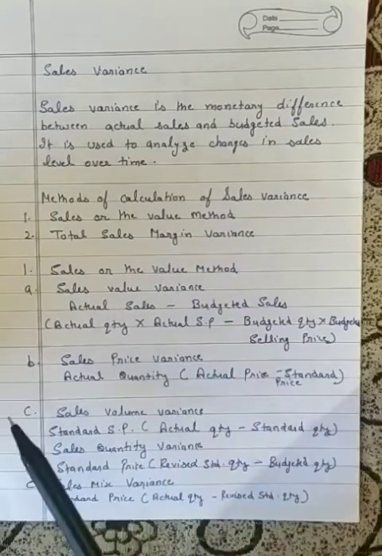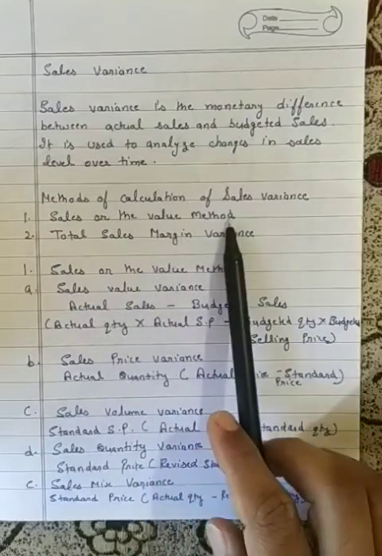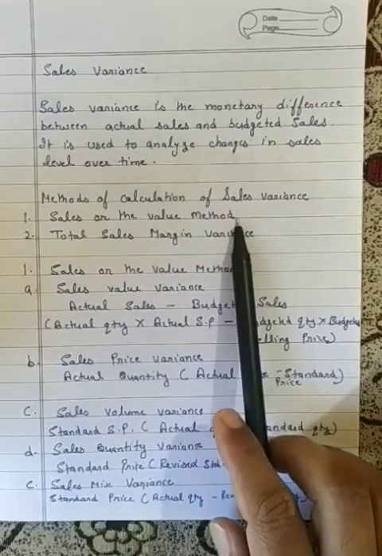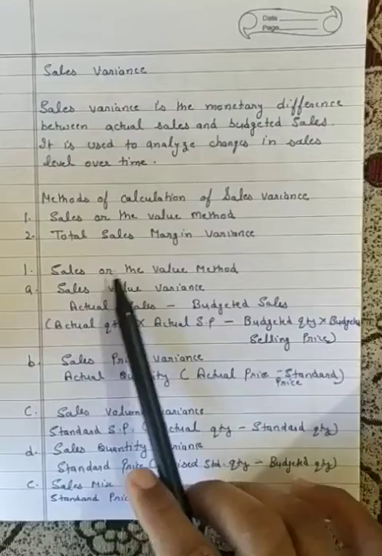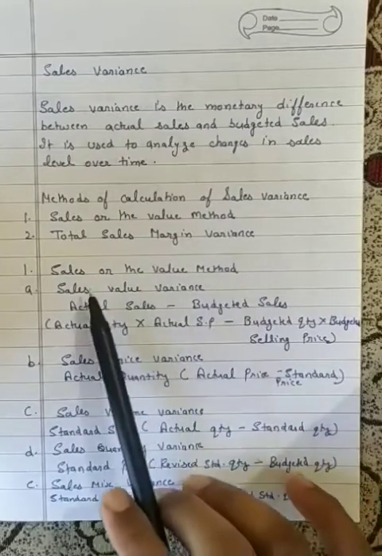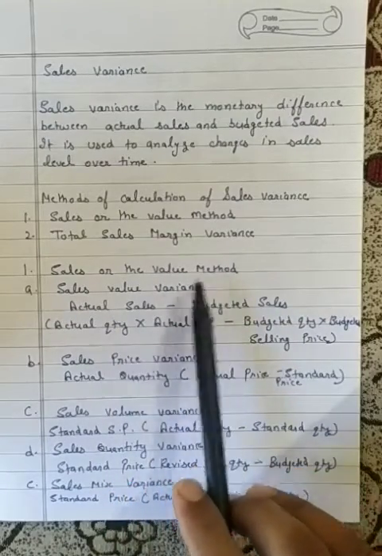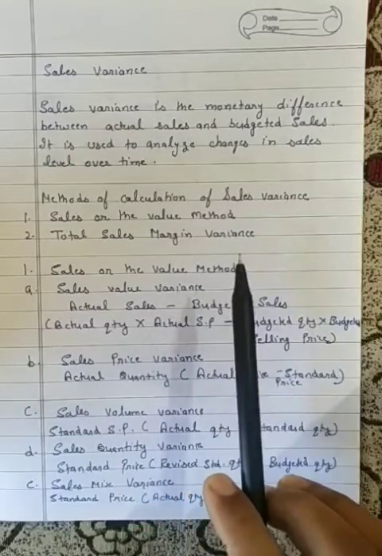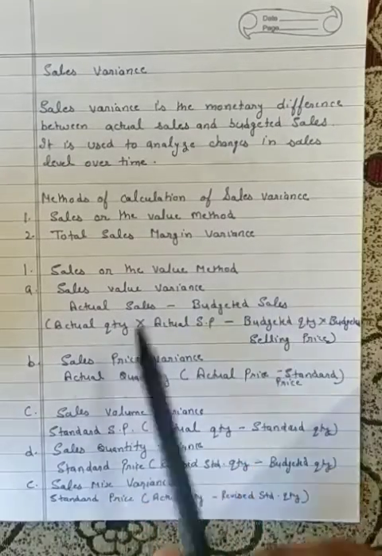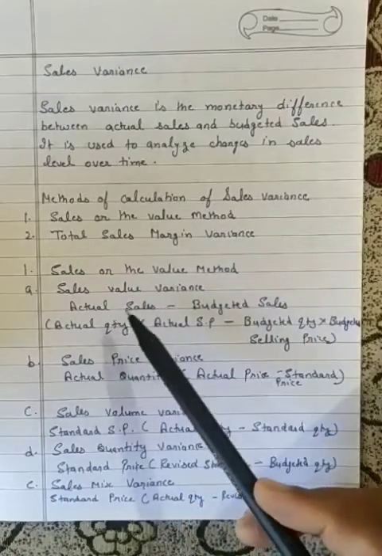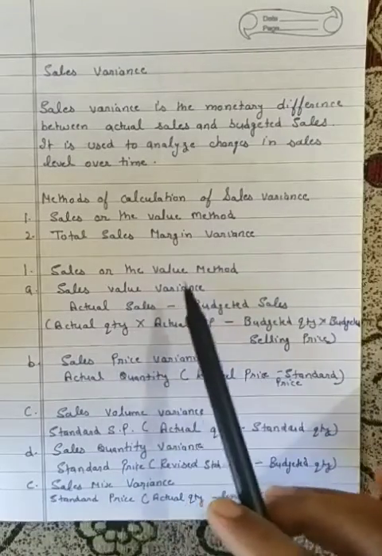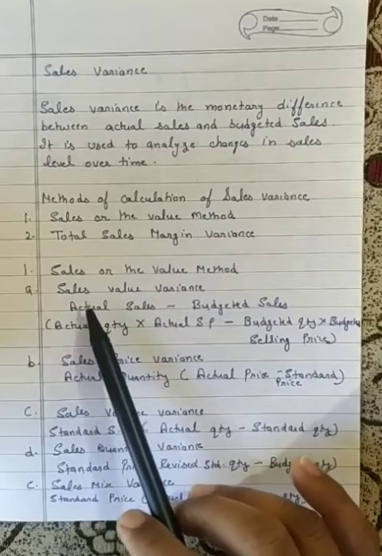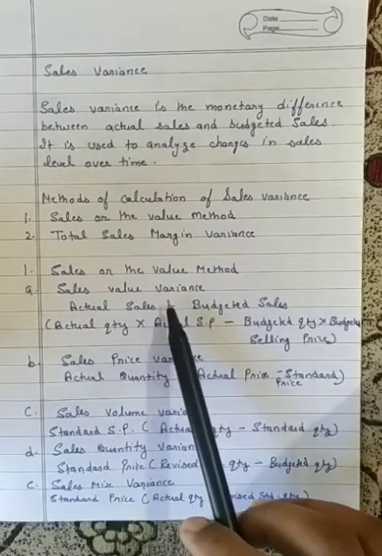Now in this lecture we will discuss the first method of calculation of sales variance, which is the sales or value method. Under the sales or value method, we take the total value of a sale to calculate the sales variance. We will calculate 5 variances under this method. The first is sales value variance.